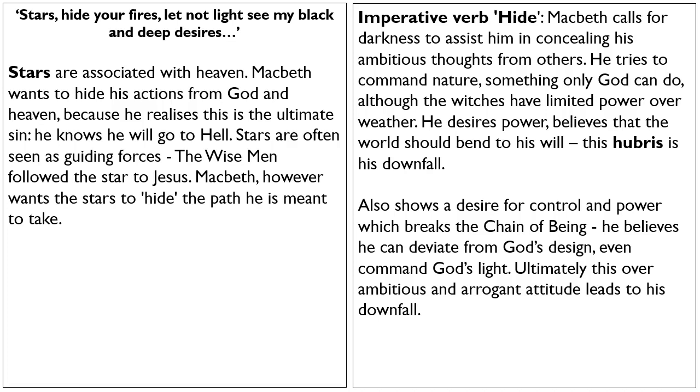to his will. And this shows that this is a man who desires power, who believes the world should bend to his will. This is hubris, this is arrogance, and this is what leads to his downfall. It also shows a desire for power which breaks the chain of being. He believes that he can deviate from God's design, even command God's light, and that action will obviously have big repercussions for everybody in the Great Chain and for all of Scotland.